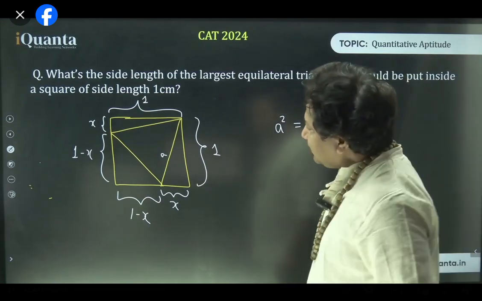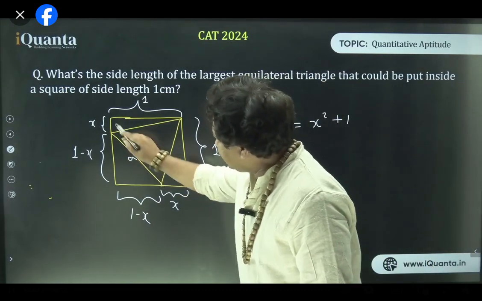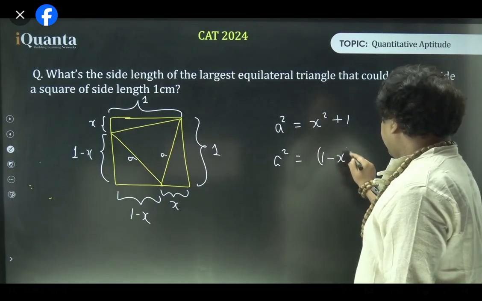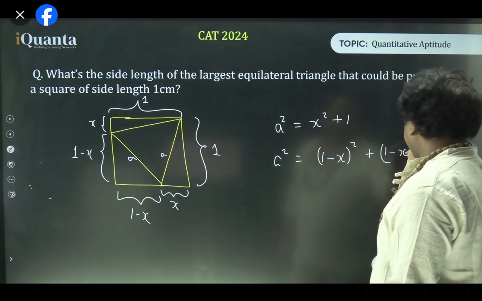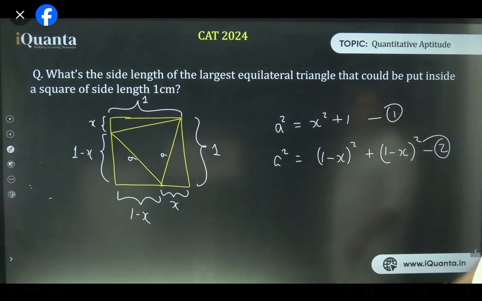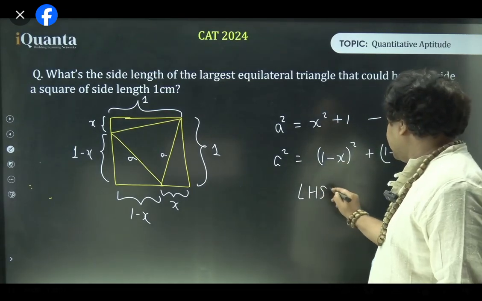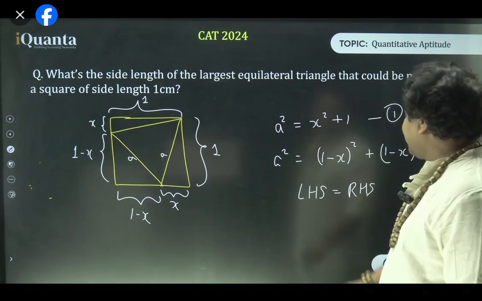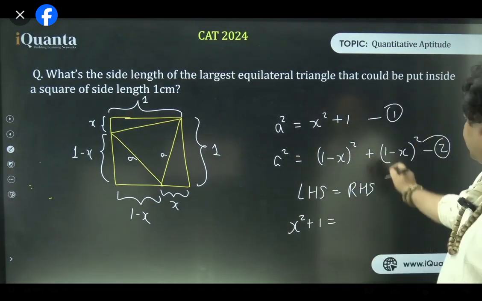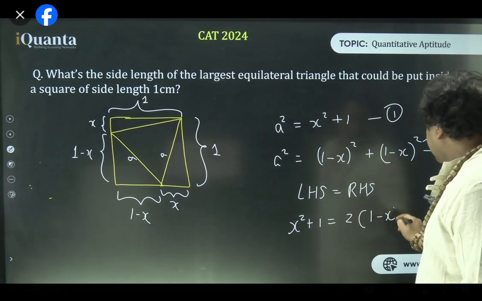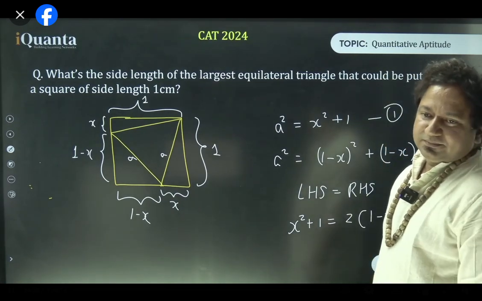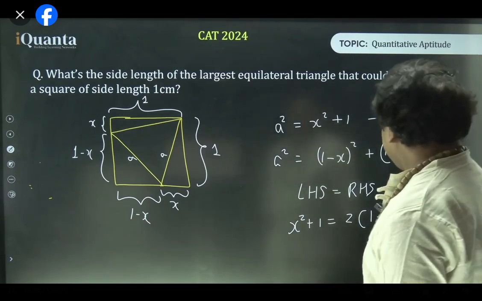So a square is x square plus 1. Also, this is a, applying Pythagoras theorem over here, I get a square is equal to 1 minus x whole square plus 1 minus x whole square. That's what I get. Yes or no? I have these two equations, and as you can see, the left hand side is equal, so to equate the LHS we'll have to equate the right hand side of both the equations. So x square plus 1 is equal to 2 times 1 minus x whole square. Right, Harsh? Okay, now we can solve this.